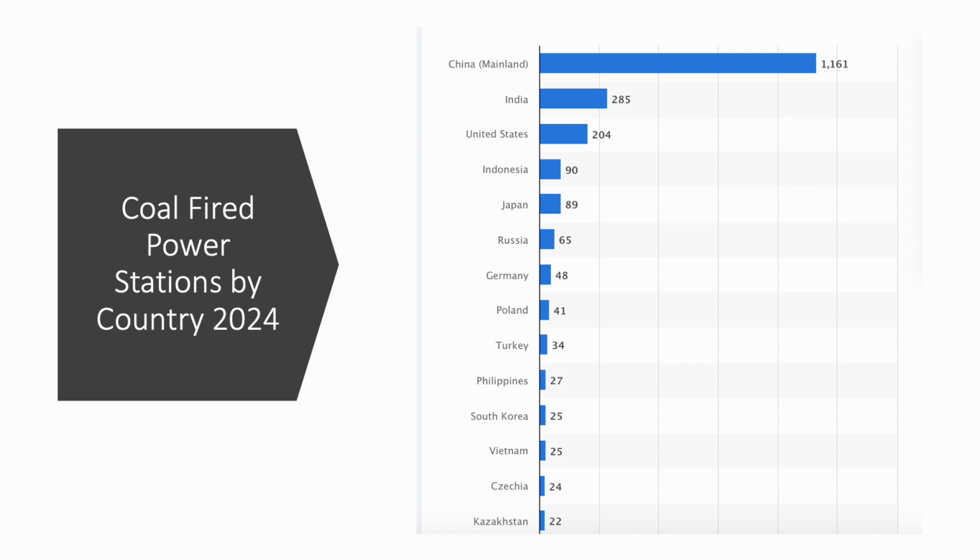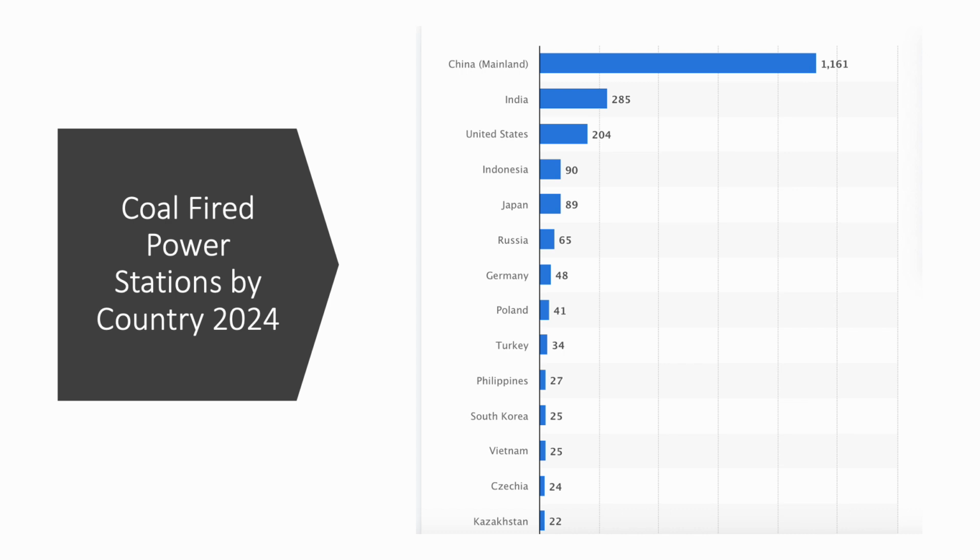So this is a chart of the number of coal-fired power stations by country in 2024. The UK now has no more coal-fired power stations. It's interesting to see that mainland China now has 1,161 coal power stations pumping out emissions, burning fossil fuels every single day. India is second place with 285, the United States at 204, all significant sources of really negative emissions.